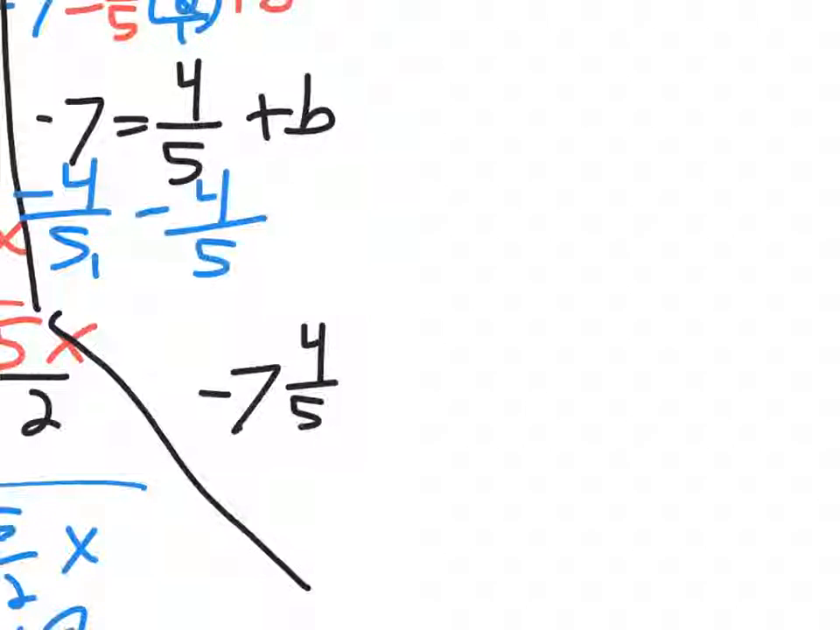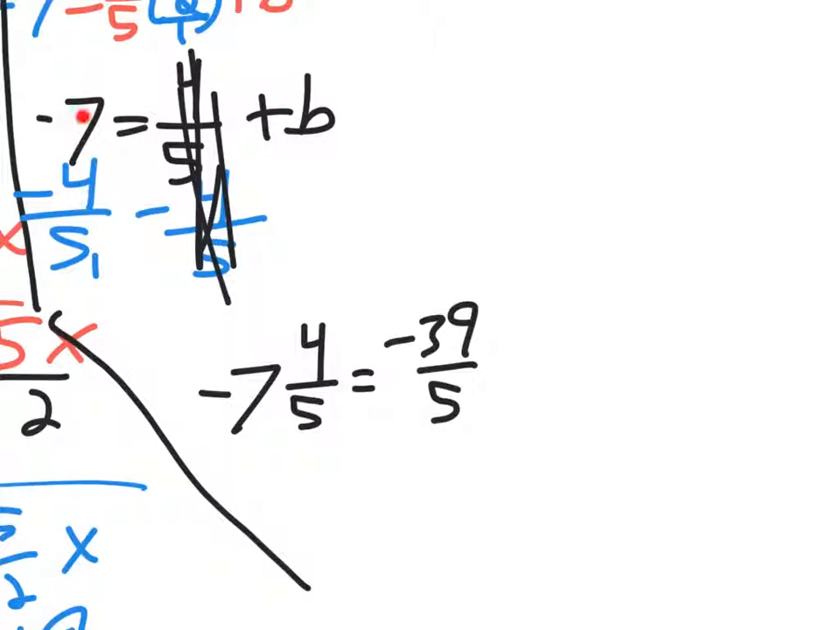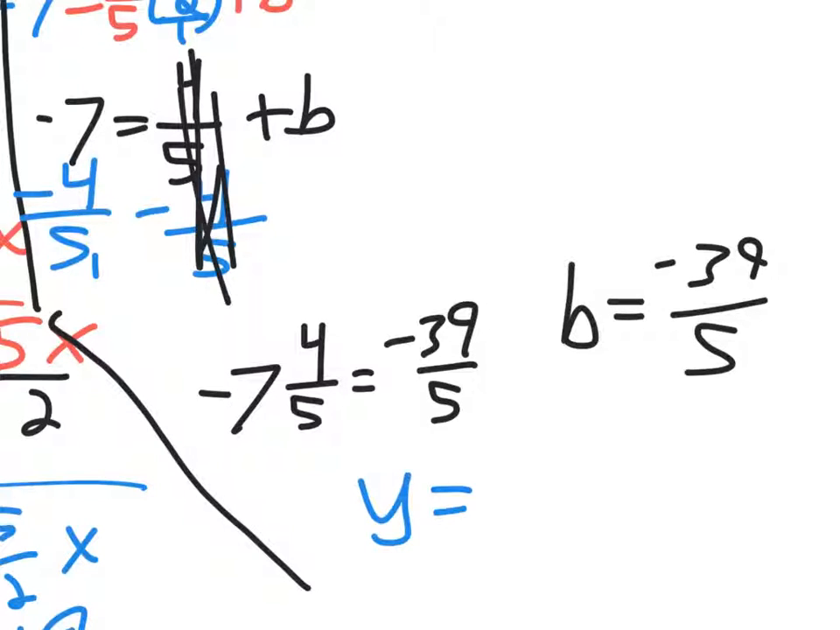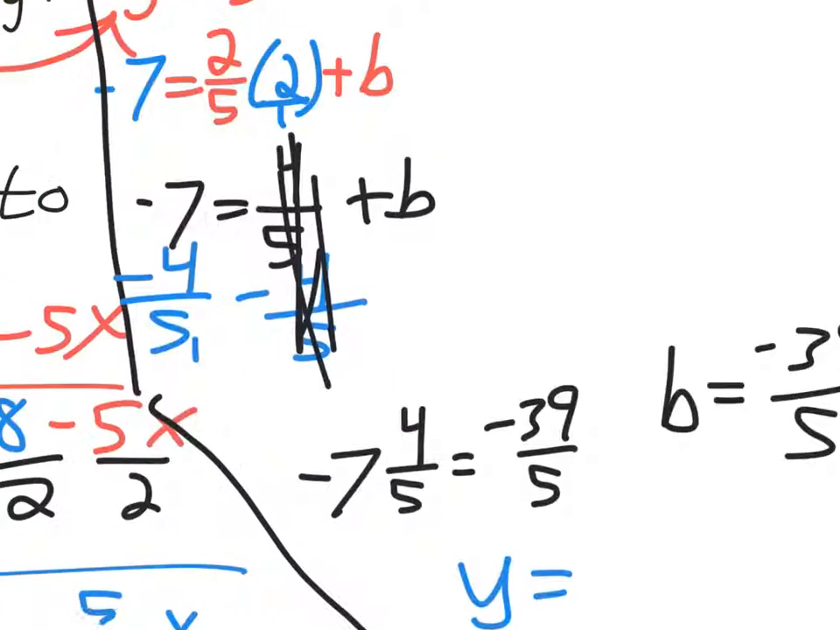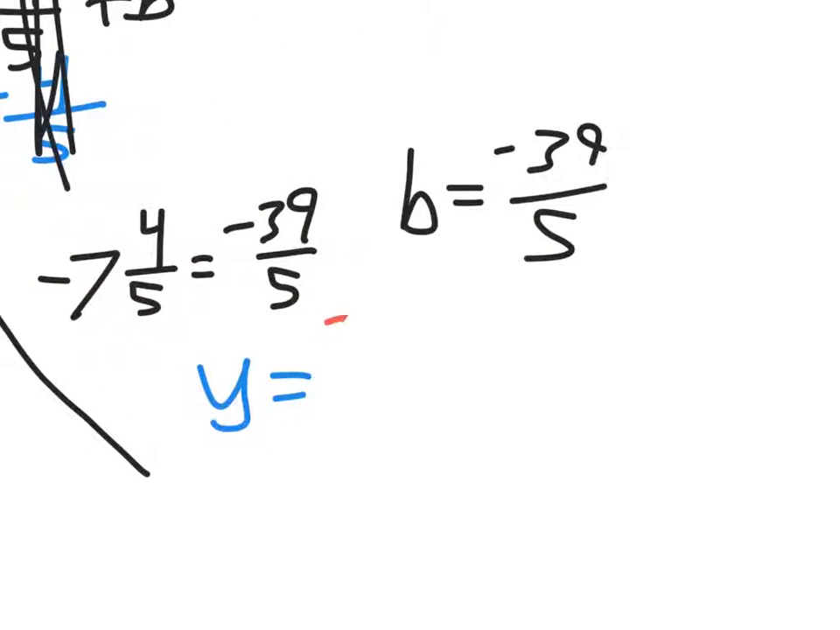Or if you like that as an improper fraction, -39/5. So yeah, we subtracted 4/5 from both sides. That canceled this out, and that turned it over here into -39/5. That's our b. So back to our original equation, we said it's going to be y equals our slope, which was 2/5. That's the perpendicular slope that we had to go find. And then our y-intercept in this case was -39/5.